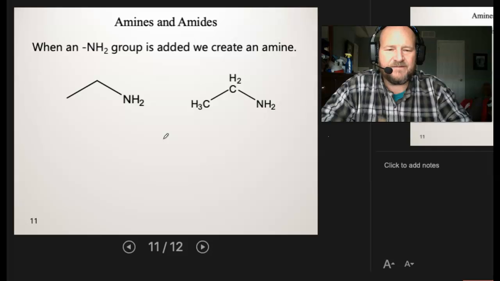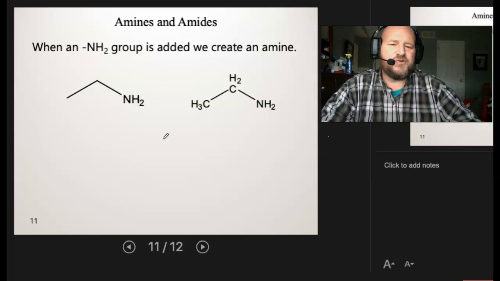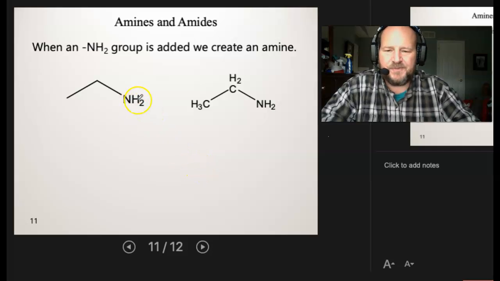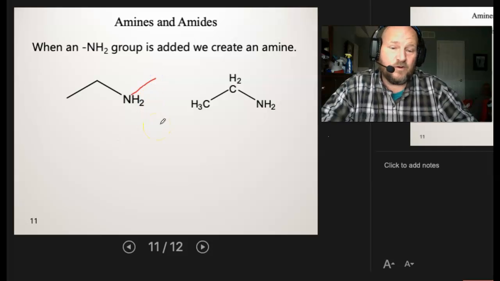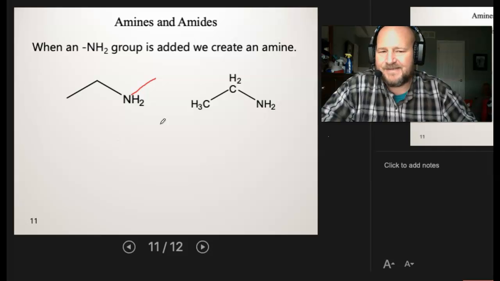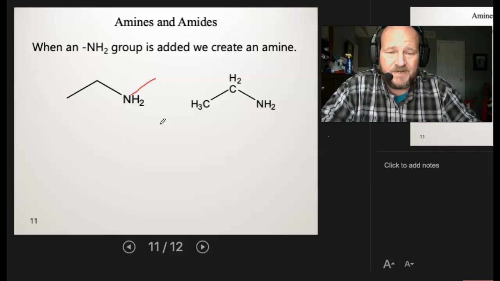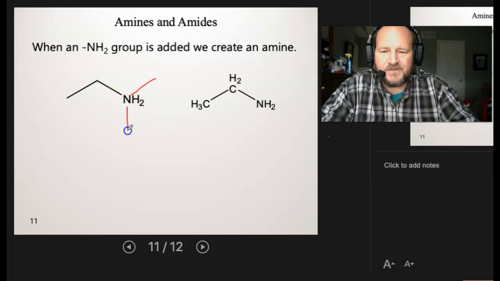Now we can have primary, secondary, and tertiary amines. I don't need you to be able to tell me which one's which, but basically what's going to happen is I'm going to pop this hydrogen off and I'm going to add another carbon. And when we did that before for oxygen, it turned into ether. But for amines, we don't have separate names for those. So it's just an amine, but now it's going to be primary, secondary, tertiary. And it's just going to tell me how many carbons are connected.